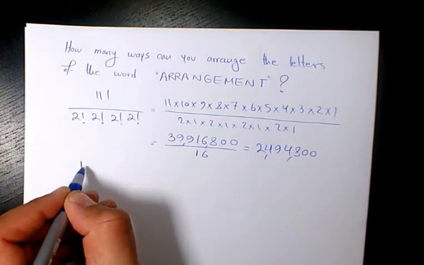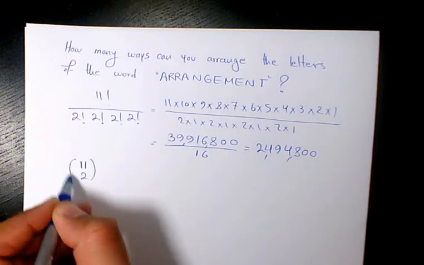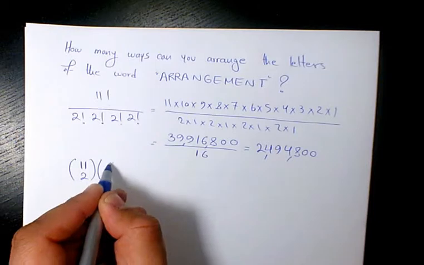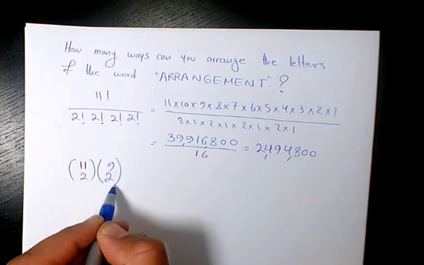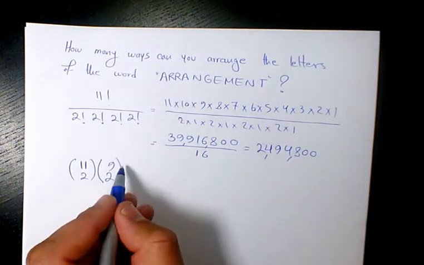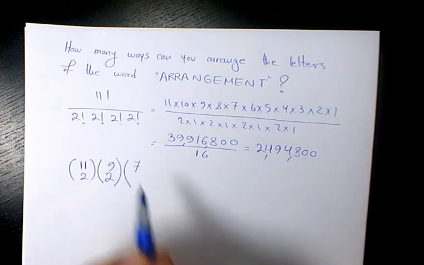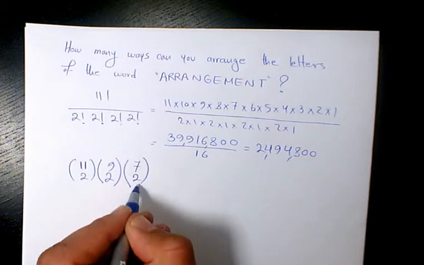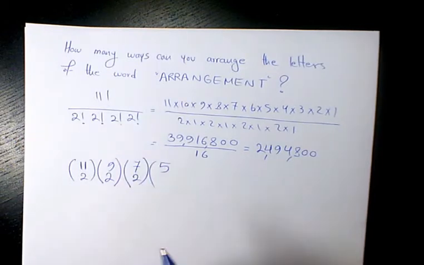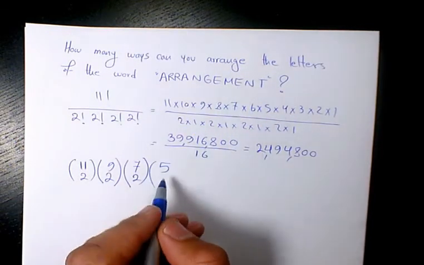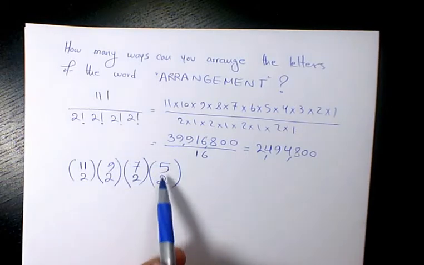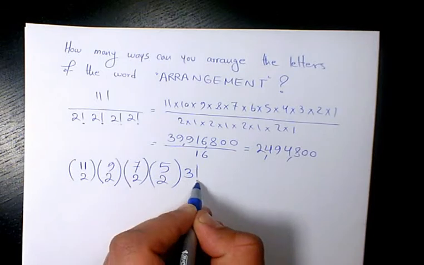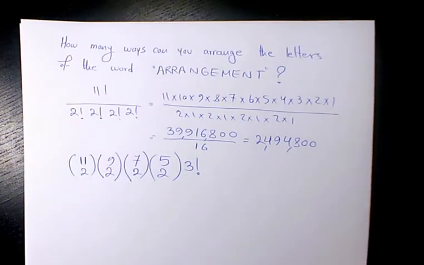We have 11 choose 2. Then when you take 2 out, for example the A, you have 9 letters. Again, 2 of them are the same. Then when you take them out, it's going to be 7. The next one is going to be N. Take it out, it's going to be 5. And the next one is going to be E. Take it out. And when you take 2 out of 5, you have just 3 non-repeating letters.